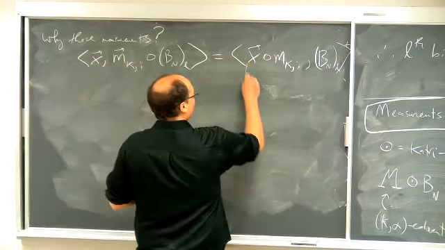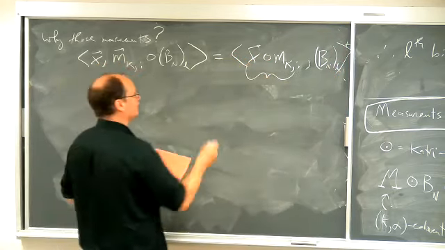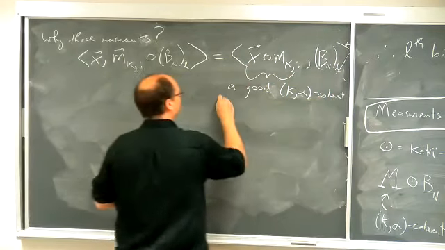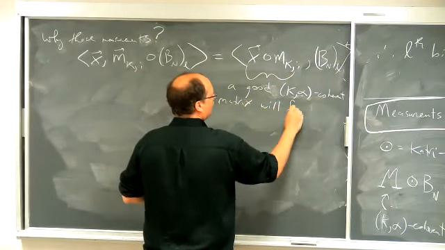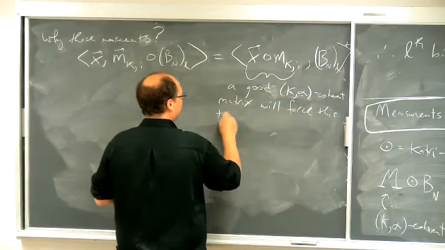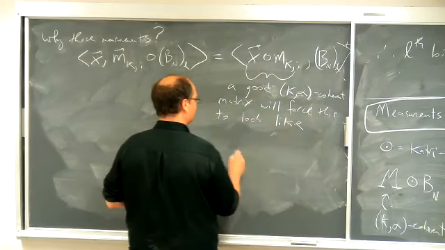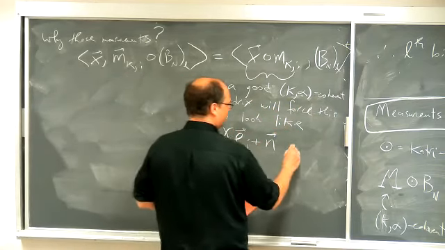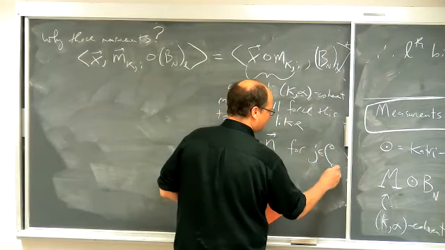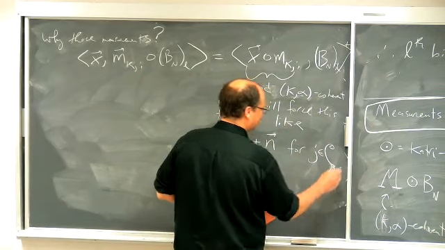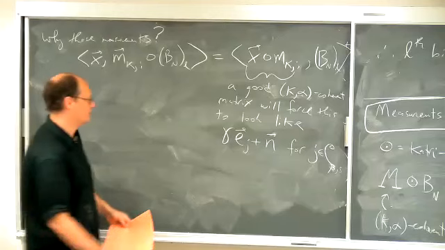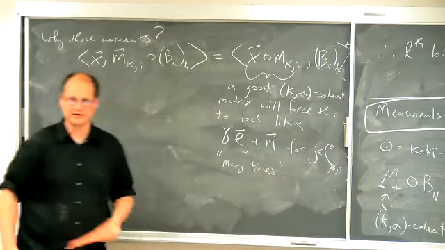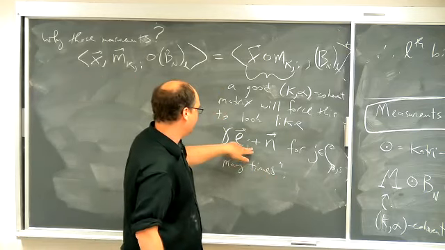And then the point is that my K alpha coherent matrix can force this to look like alpha e_j plus N, for N in one of our important heavy element sets, many times, effectively.